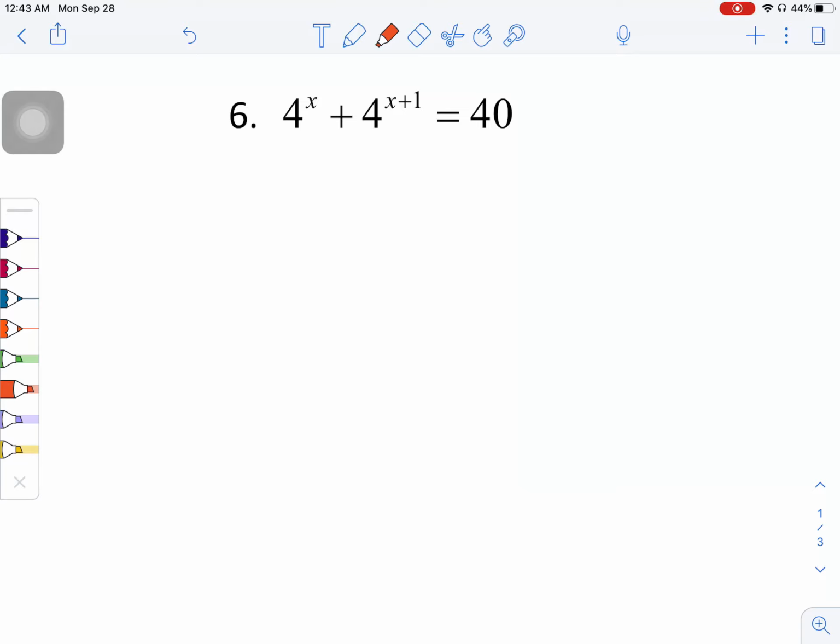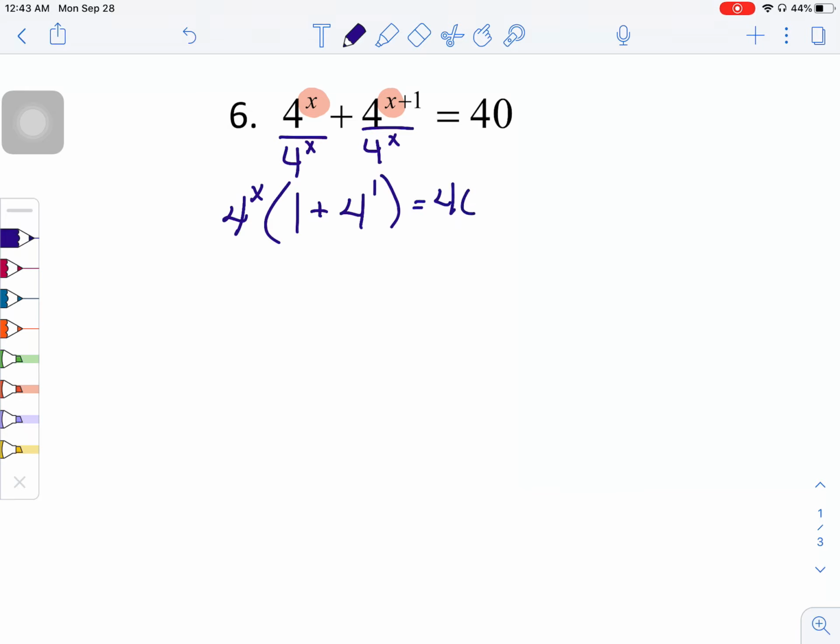Okay, so problem number 6. I recognize that we have 4 and 4 as my common base. I also recognize that they both share an x, so that is what I'm going to look to factor out. Okay, so 4 to the x. Let's factor that out. So 4 to the x times 1 plus 4 to the first is equal to 40. So 4 to the x times 5 is equal to 40. So 4 to the x is equal to, I'm dividing both sides by 5, so that's going to be 8.